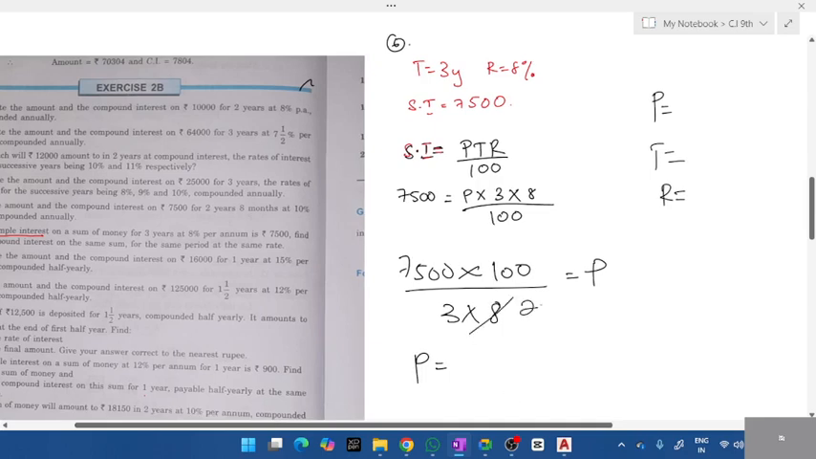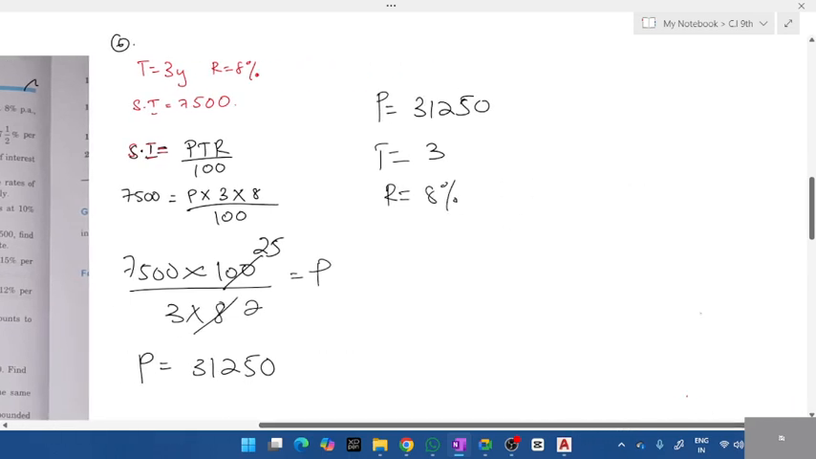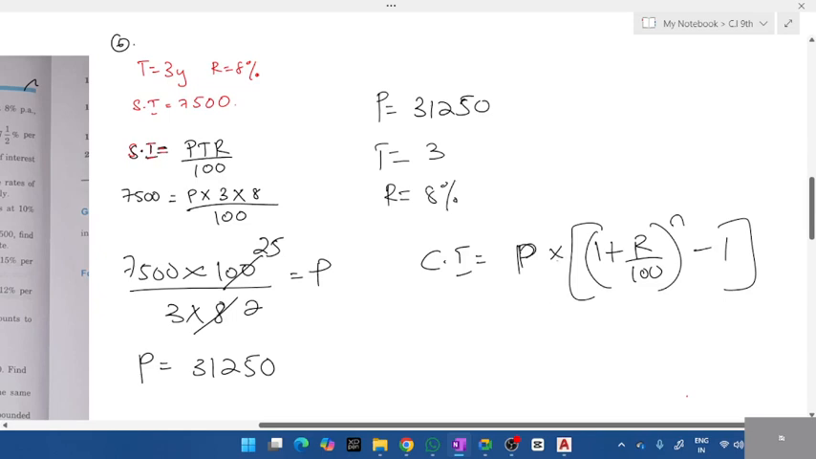What's the principal, students? 31,250, and time is the same, 3 years. Rate is 8%. Now we have to find compound interest. Don't do it year by year. Use the formula, students. What is the compound interest formula? P into 1 plus, tell me compound, Ananya. R by 100, to the power N, minus 1. Yeah, this is the formula.